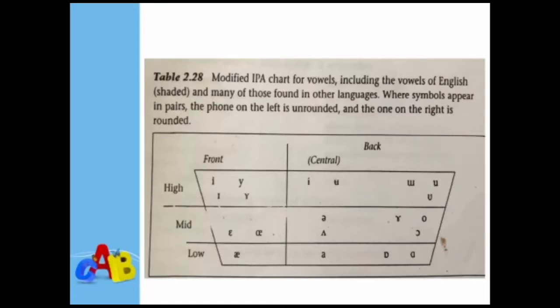In table 2.28, there is a modified IPA chart for vowels that includes the vowels of English and many of those found in other languages. Where symbols appear in pairs, the one on the left is unrounded, and the one on the right is rounded.